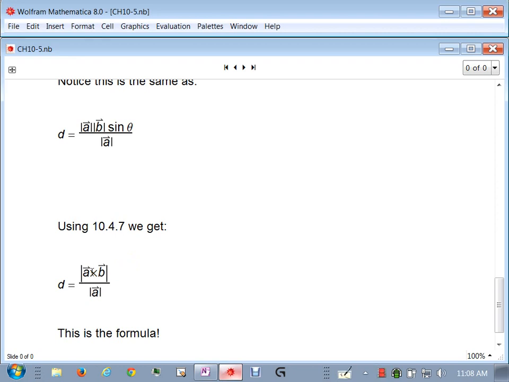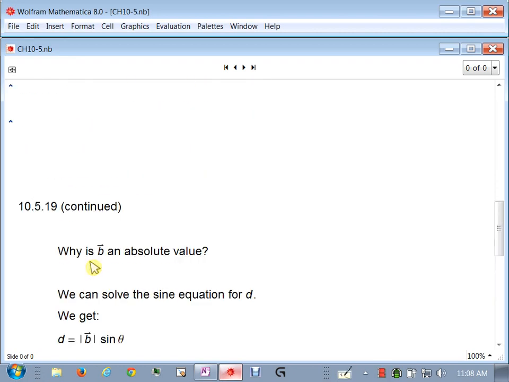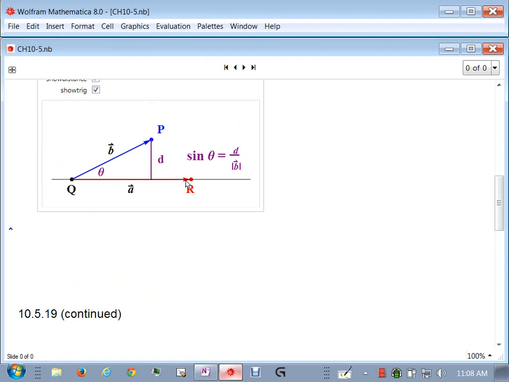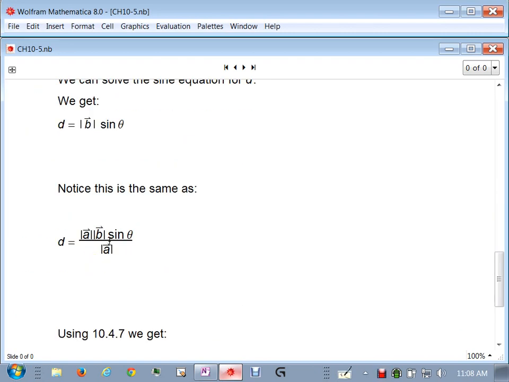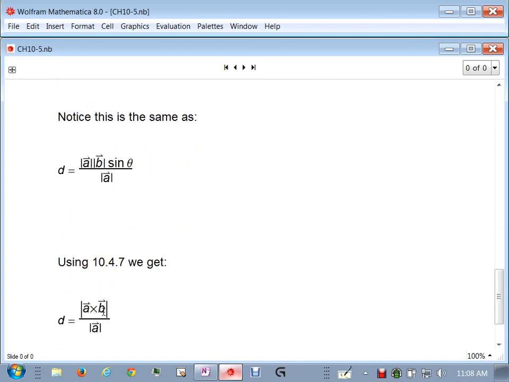The A here, in the picture, was any vector that lives on the line, so we could use V. And then the other vector B is just any vector going from any point on our line to the point that we're interested in. Okay?